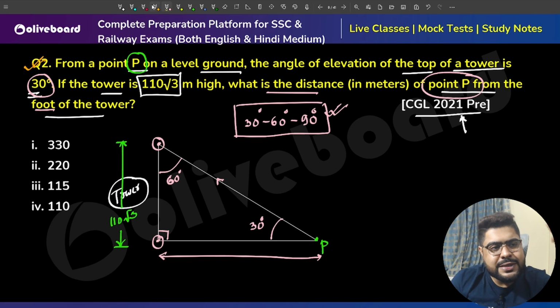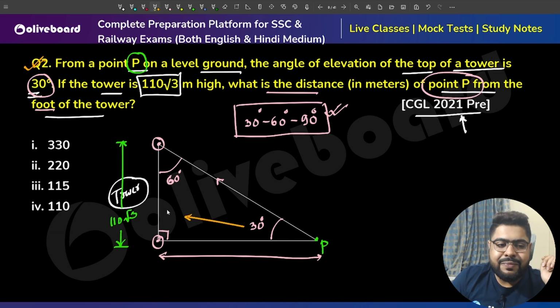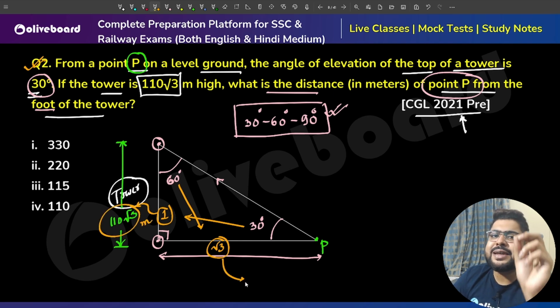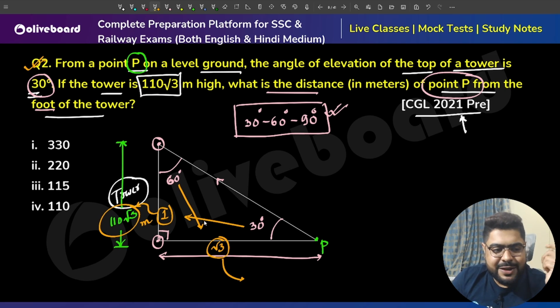Now you do just one single thing. Opposite to 30, the ratio was 1. Opposite to 60, the ratio is root 3. One unit value is 110 root 3 meters. Can anyone tell me the value of root 3 units? 1 unit is this, so root 3 units is root 3 times this.